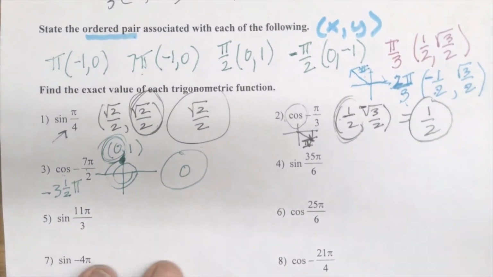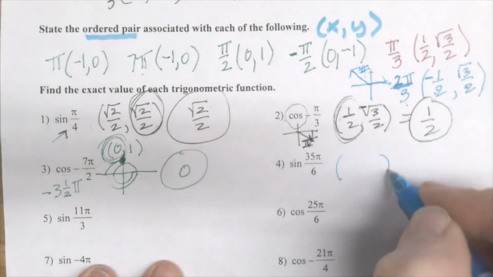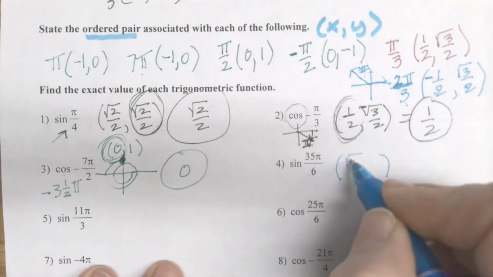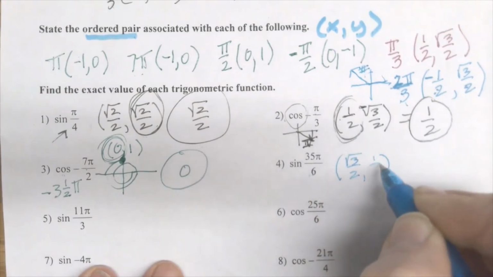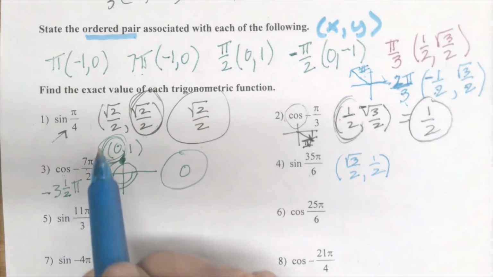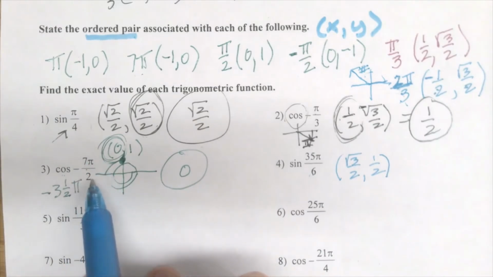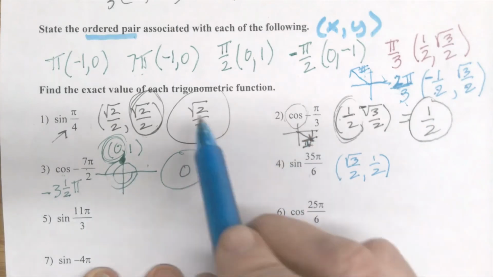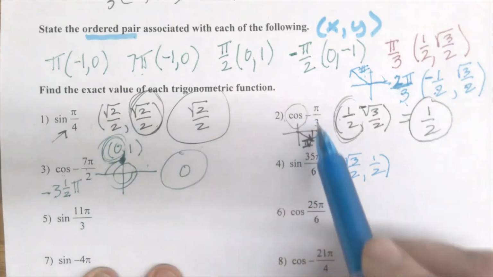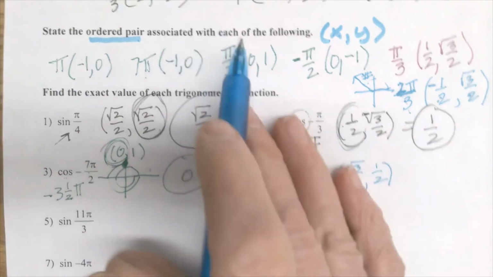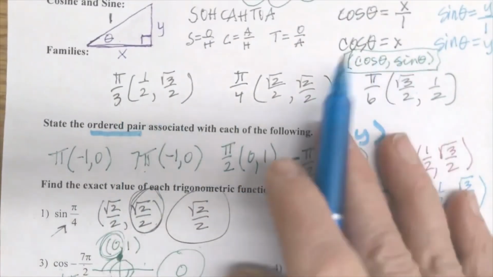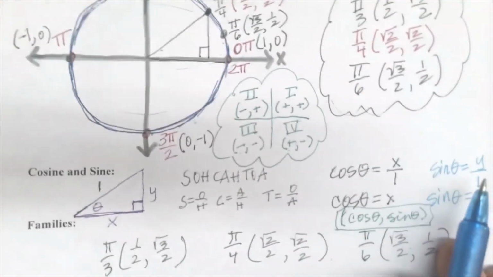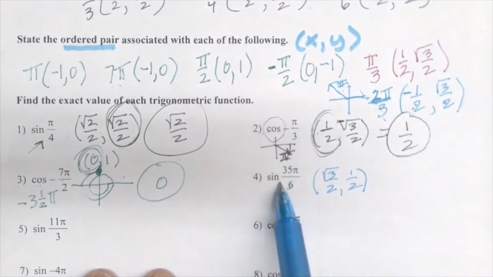Again, I go to the pi over 6 family. The pi over 6 family is the square root of 3 over 2, comma 1/2. Well, why didn't I go to the family on this last one? Because any whole pies or half pies are on the axes. And then the families are the pi over 4, pi over 3, and pi over 6. So you're either going to be looking at one of these families or one of these axes. So in this one, I'm looking at the pi over 6 family.